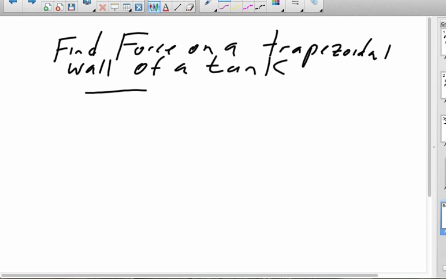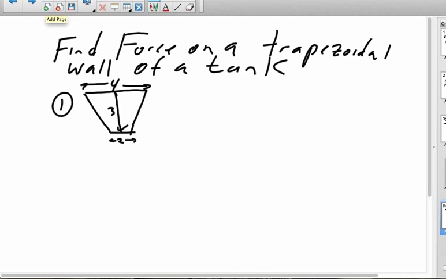And the picture that they give you looks like this, where the top of the trapezoid was 4 feet across, the bottom was 2, and the height was 3. So there's my step 1. So step 2 now, I'm going to set up my coordinate system.